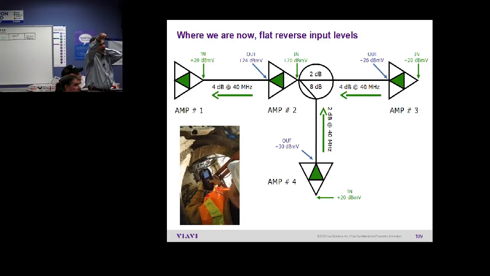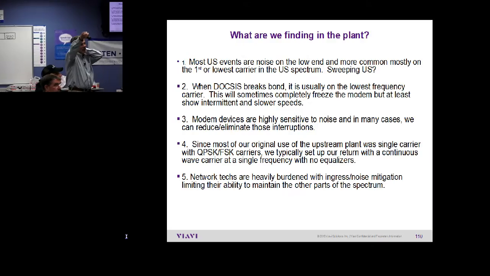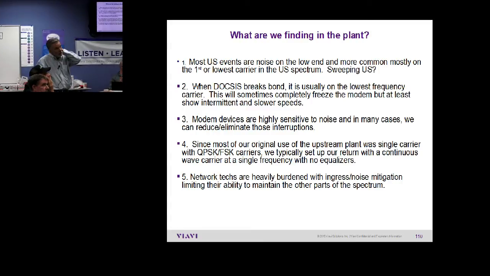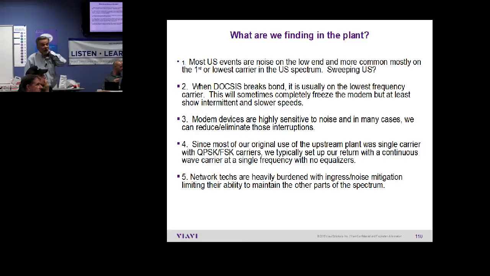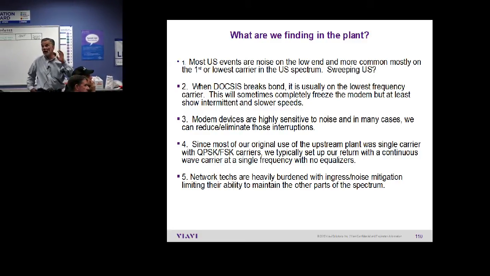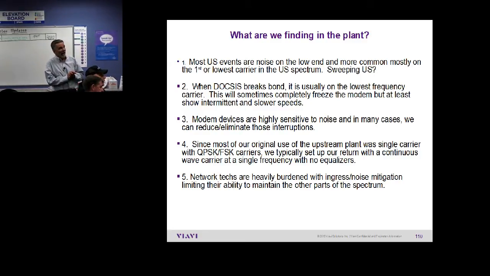Okay, all right, so what are we finding? I stole this from Todd Zuter, so if you've seen it before, that's why. In any event, most upstream events are at the low end of the return spectrum, and when DOCSIS breaks its bond in the return path, it's usually on the low end. In other words, the lower frequencies break bond with the higher ones.